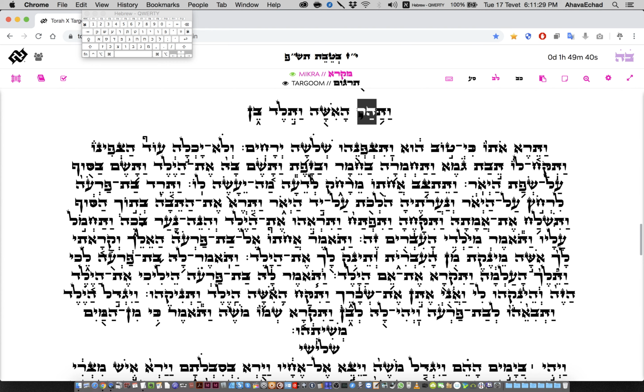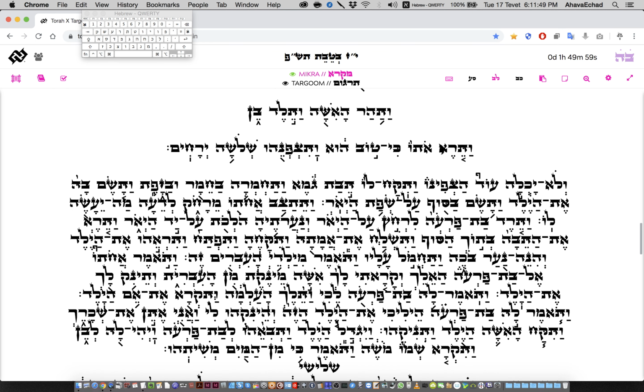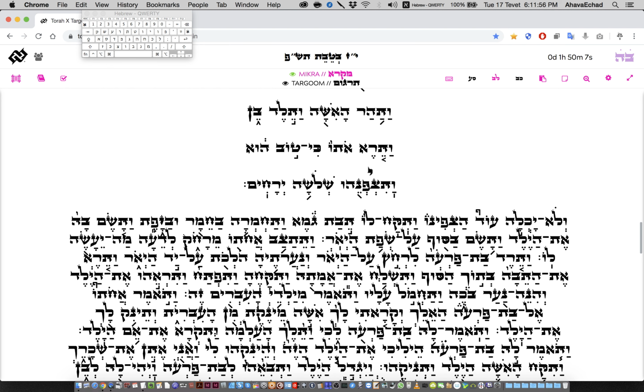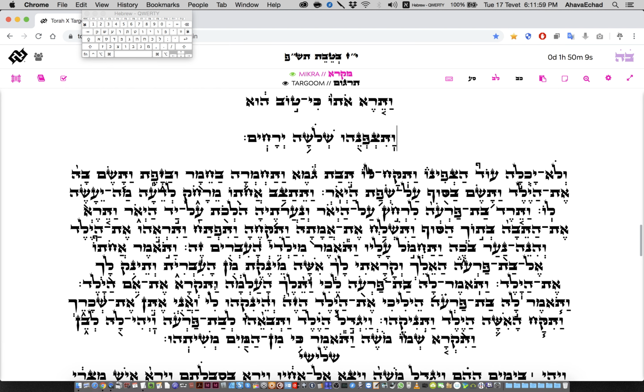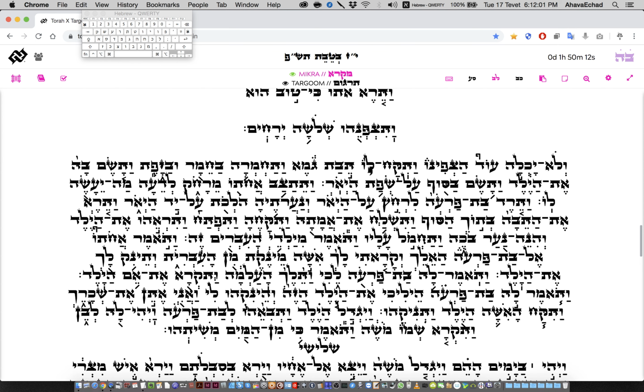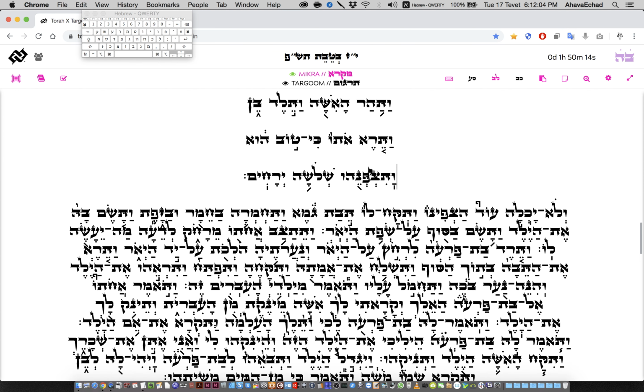It has the word har, which is like a mountain. When a woman gets pregnant, you can view that as a little mountain. Vatahar ha'isha vateled ben, and she gave birth, dalet, and then a little yud comes out, right? The little baby, basically, and she's now a dalet once again. Vatere otho ki tov hu, and she saw him, because good is he, as translated for right now.